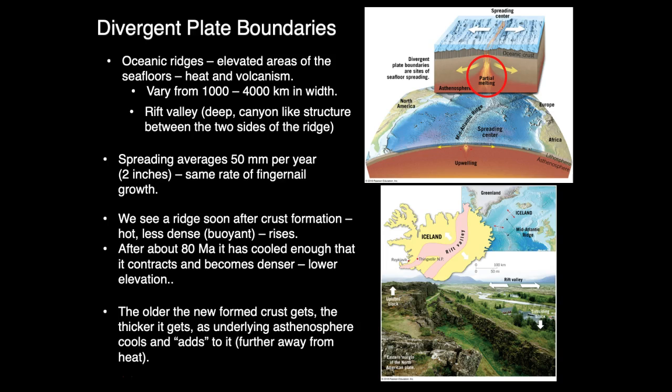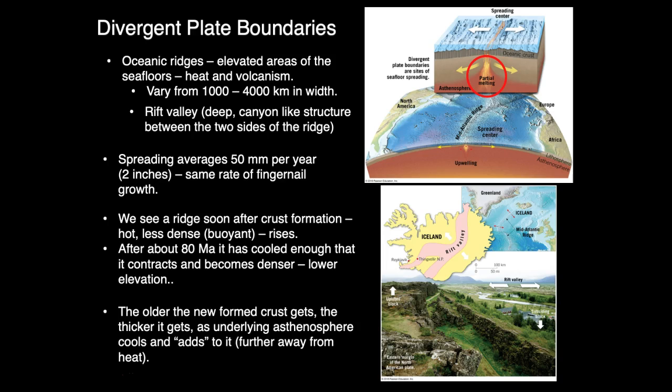So the average spreading rates are about 50 millimeters per year, which is about the same rate at which our fingernails grow. But this rate varies depending on the segment that you're looking at. For example, the Mid-Atlantic is only about 20 millimeters per year, but the East Pacific Rise, which is another section of the ocean ridge, in some sections is spreading as fast as 150 millimeters per year. So again, some parts of the Mid-Atlantic Ridge, 20 millimeters, some parts of the East Pacific Rise, 150 millimeters per year. So very different rates of spreading.